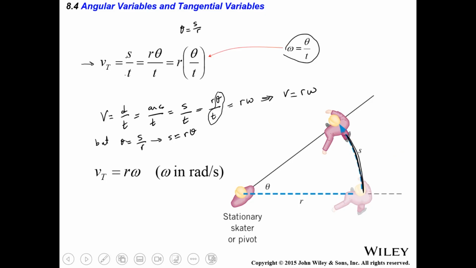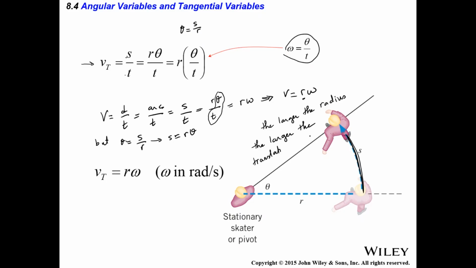Now, one thing you can notice from here, the larger the radius, the larger the translational speed. That's why the further skater has larger speed. They all have the same omega, but his speed was larger because r is larger.